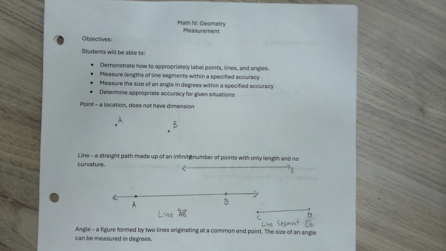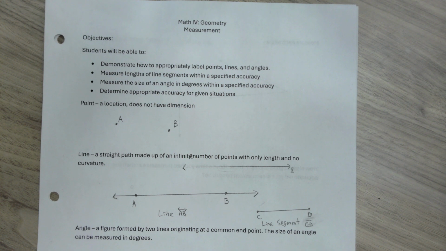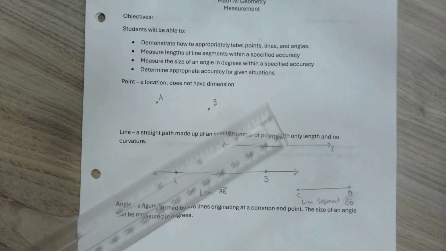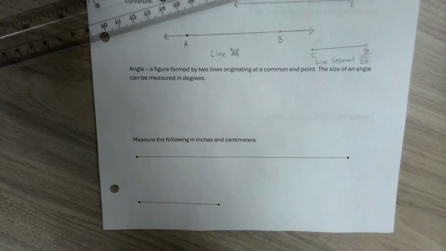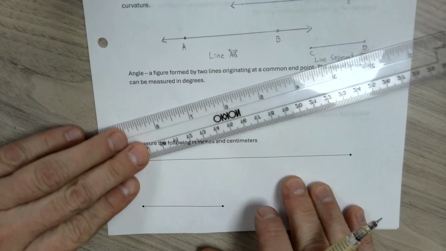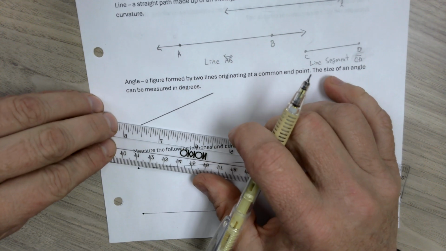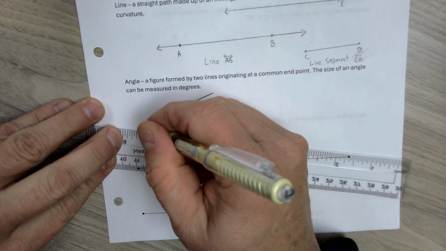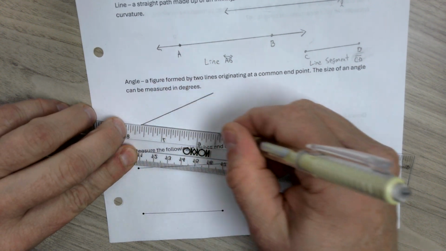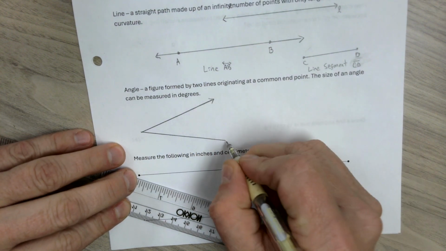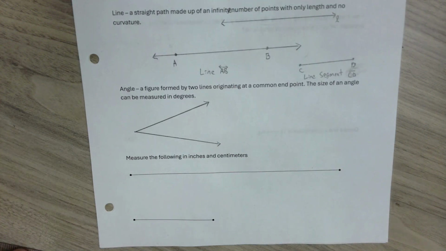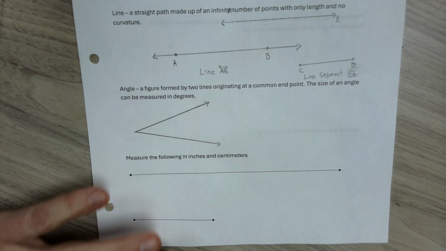Well, the next thing is an angle. This is a figure formed by 2 lines originating at a common endpoint. And I will go ahead and just draw an angle here. Start here, and then I'll connect from this common endpoint another line here. Put arrows on the end showing that those are extending. They don't have to extend forever, but they can.